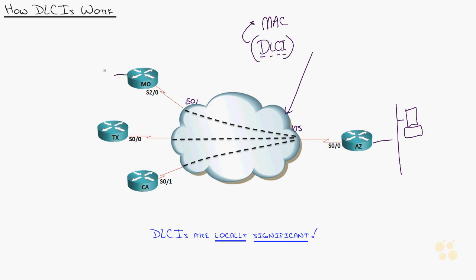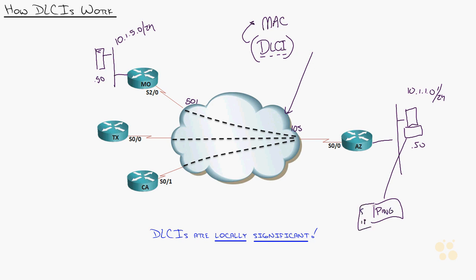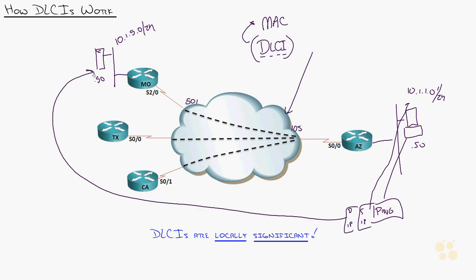Let's say we have a PC in Arizona trying to talk to a server in Missouri. This is the 10.1.5 network, /24. Over here is the 10.1.1 network, /24. So I'm saying, okay, my source, let's just say this is 10.1.1.50 going to 10.1.5.50. If I were to ping it, that's my traffic. I have a ping message that I want to send. I'm going to have the source IP address of 10.1.1.50. I'm going to have a destination IP address of 10.1.5.50.